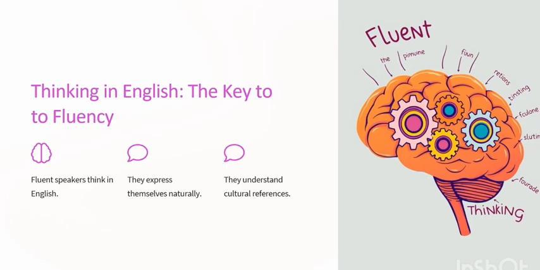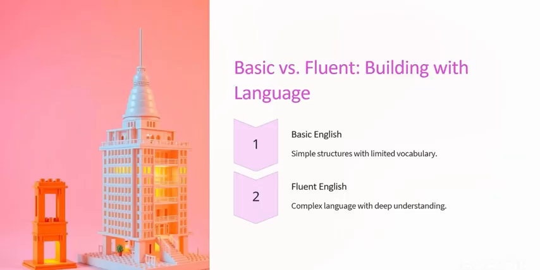Basic English is often characterized by limited vocabulary, simple sentence structures, and focus on grammar rules. It's like building blocks. You can create simple structures, but they are not very sturdy. Fluent English, on the other hand, is like building a complex architecture. It requires a deep understanding of how language works and how to use it to convey meaning.